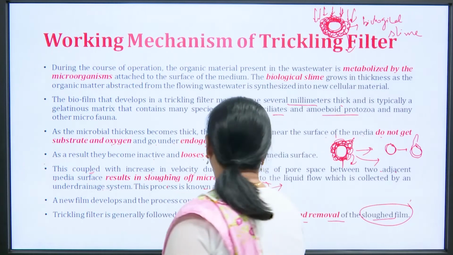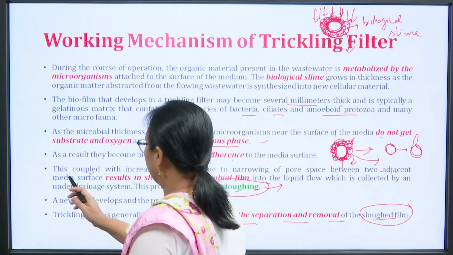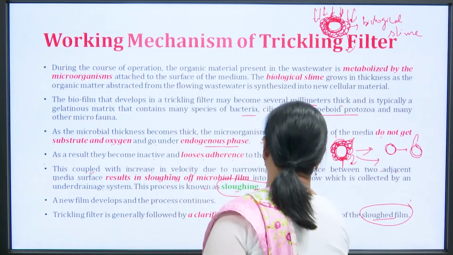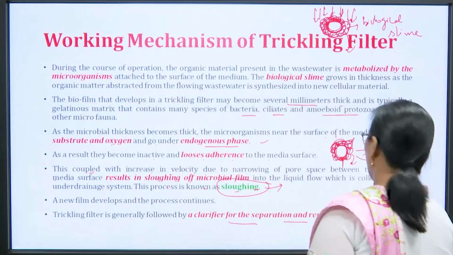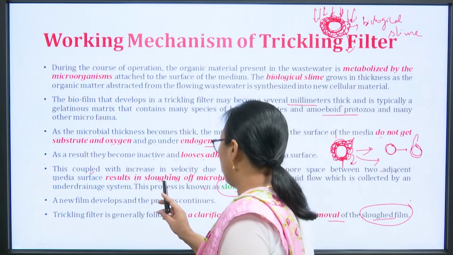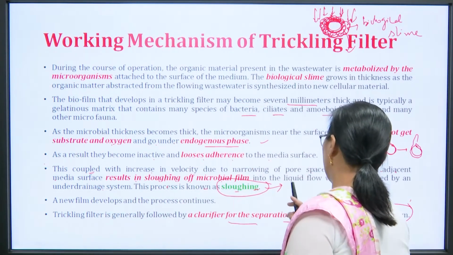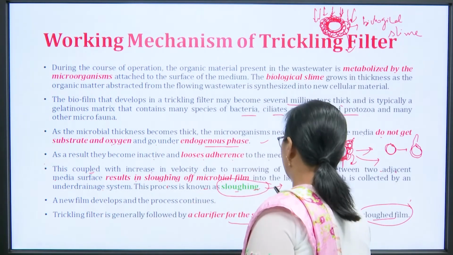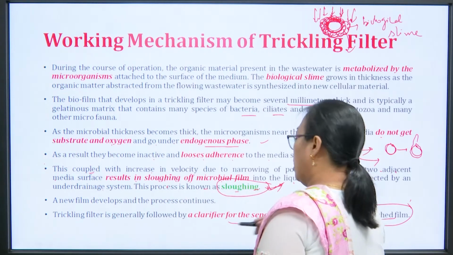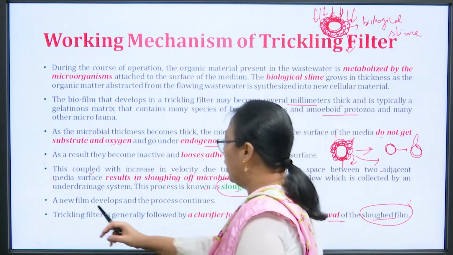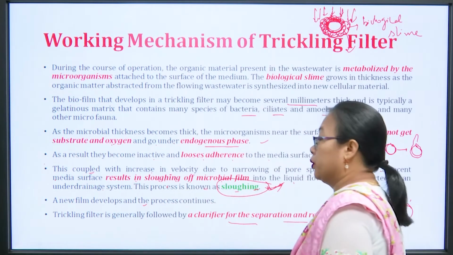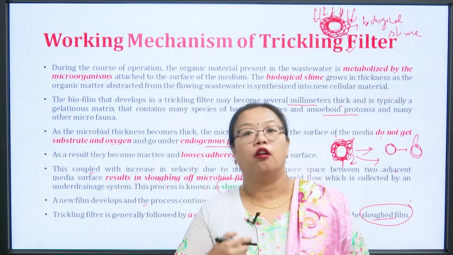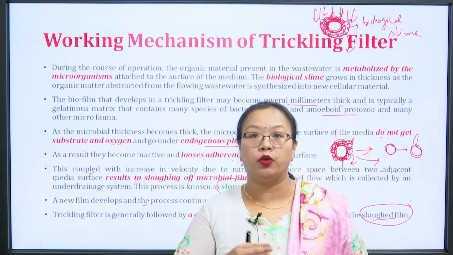Okay. So, now let us come to this. This, coupled with increase in velocity due to narrowing of the pore space between the two adjacent media surfaces, results in sloughing of microbial film into the liquid flow, which is collected by an underdrainage system. This process is known as sloughing. So, after sloughing, what will happen? A new film develops and the process continues. Once the slough material falls down, obviously now it starts from zero, so you are going to start again.